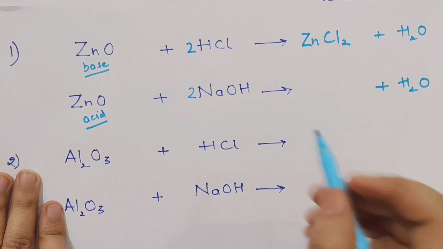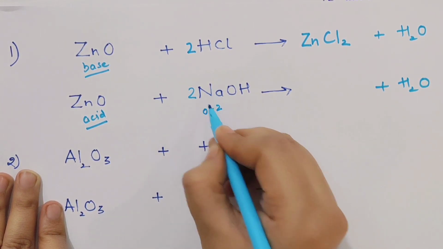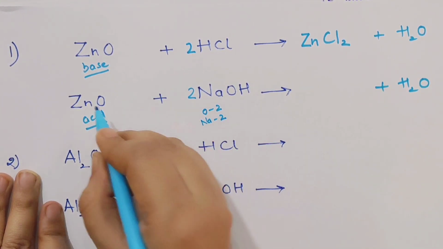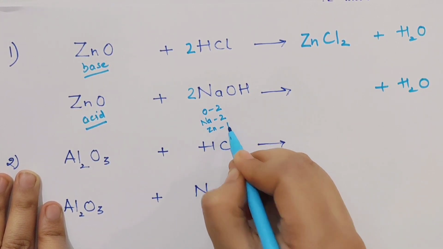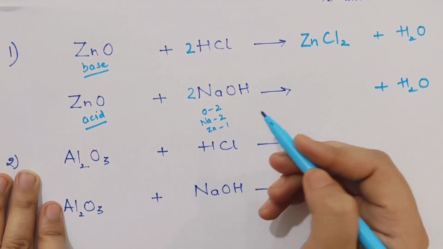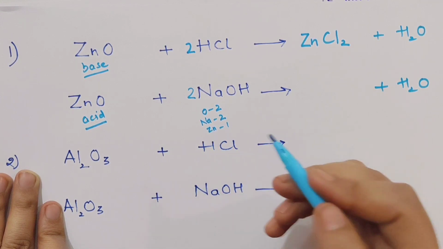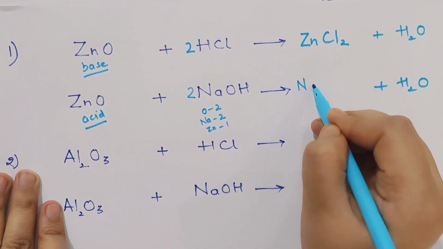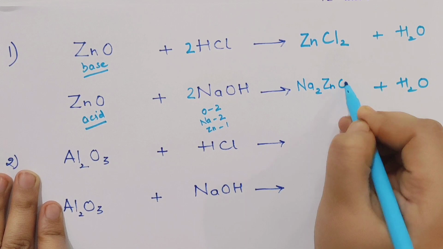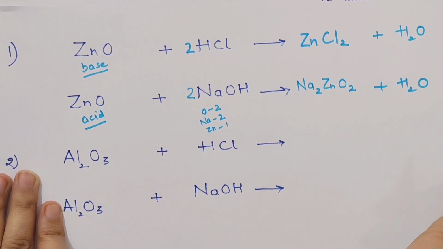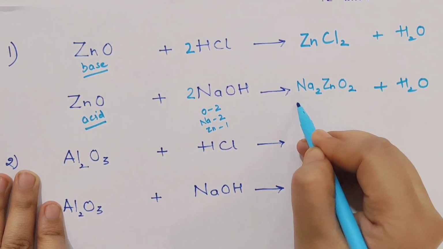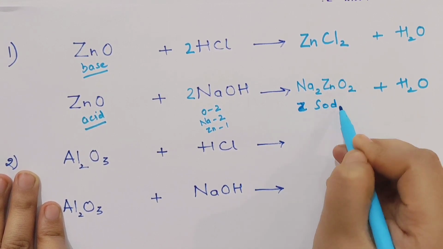That means we are left with 2 oxygen, 2 sodium, and 1 zinc. Just write them in the order of most metallic to least metallic. Sodium would come first, then zinc, and then oxygen. Again, this is your sodium zincate.